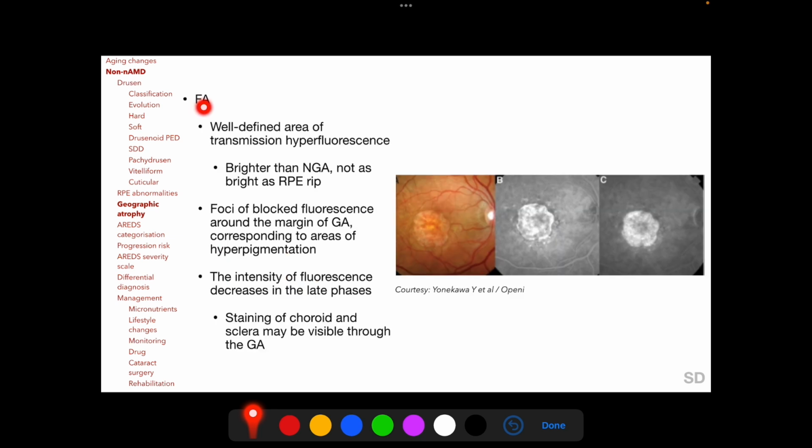On fluorescein angiography, geographic atrophy appears as a well-defined area of transmission hyperfluorescence, which is brighter than non-geographic atrophy but is not as bright as an RPE tear, which occurs in neovascular AMD. There can be foci of blocked fluorescence around the margin of geographic atrophy corresponding to areas of hyperpigmentation, and the intensity of fluorescence decreases in late phase, and usually staining of the choroid and sclera may be visible through the geographic atrophy in the late phases of the fluorescein angiogram, as seen here in this photograph.